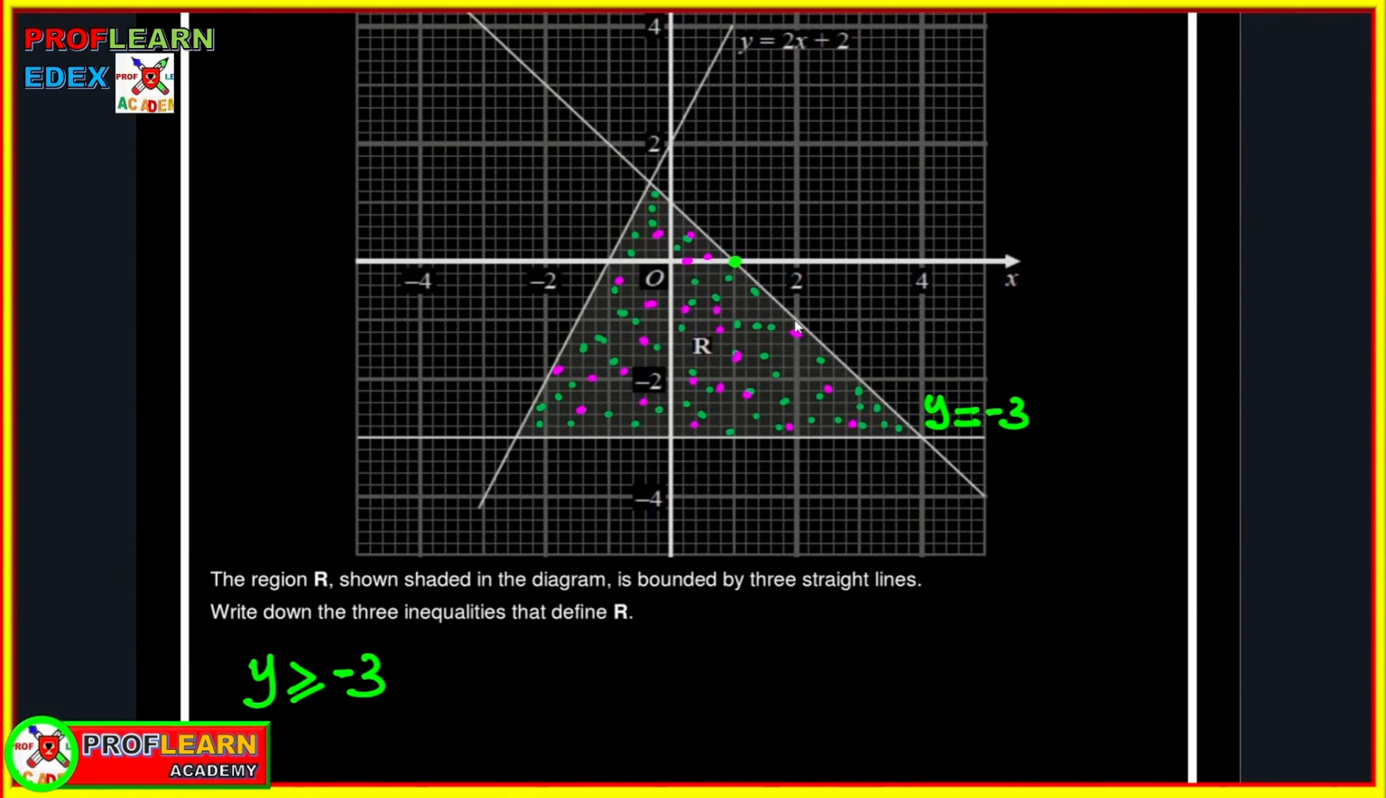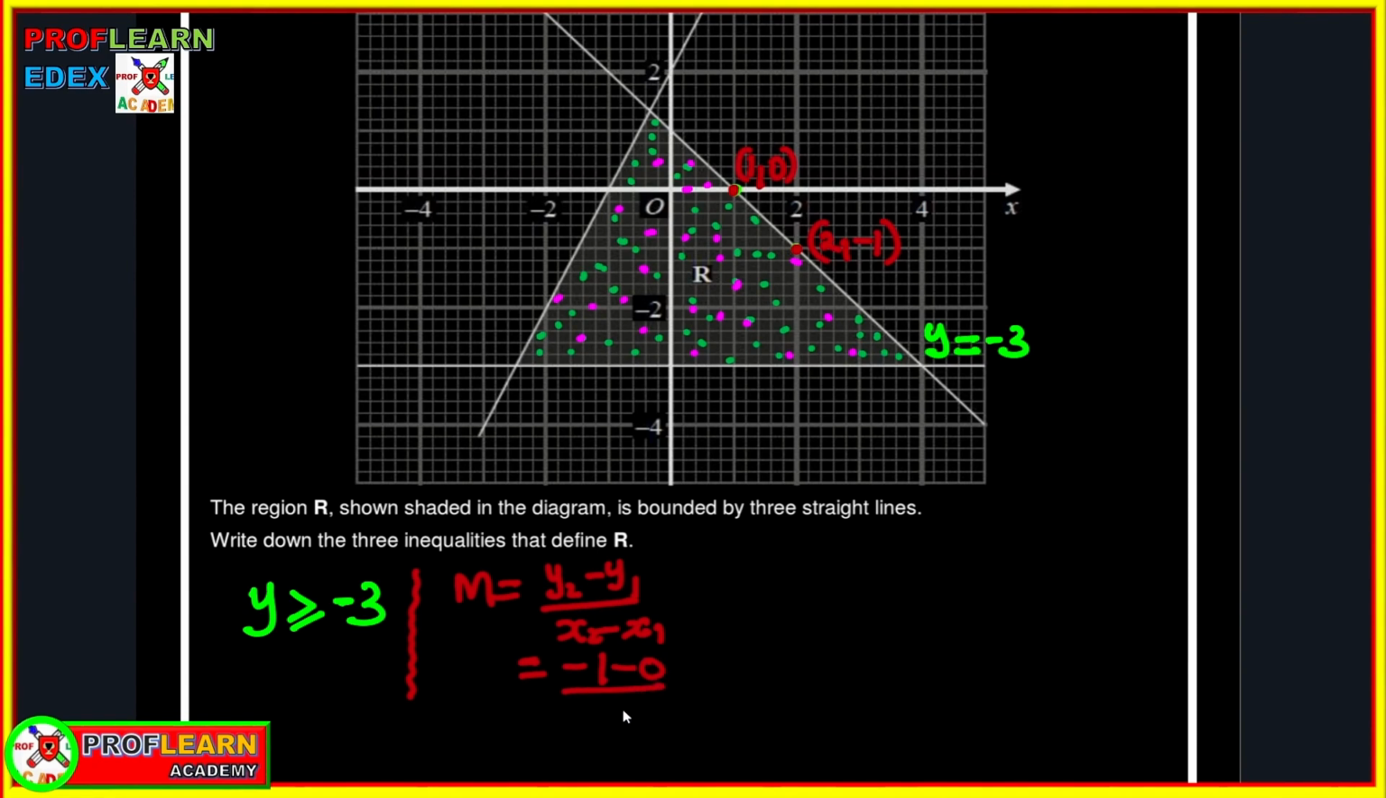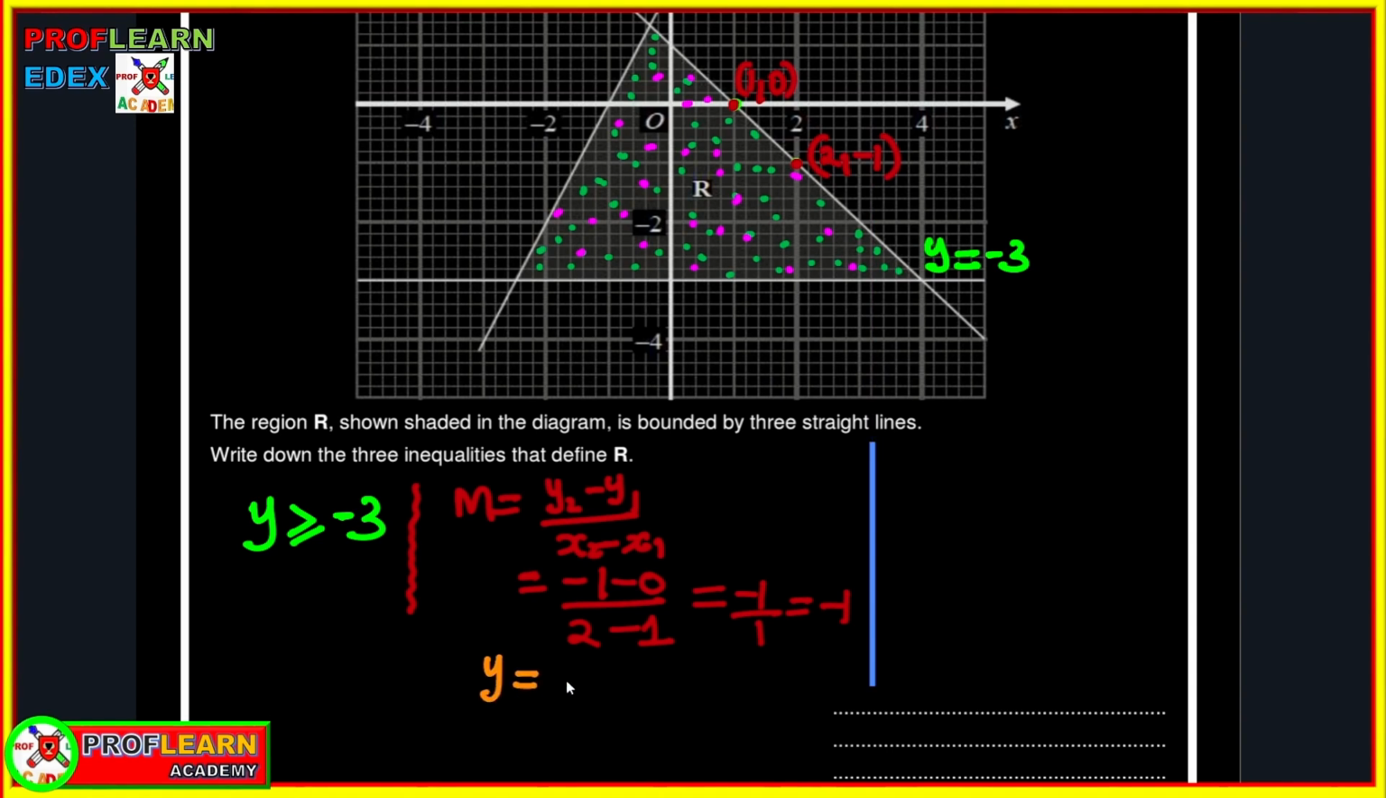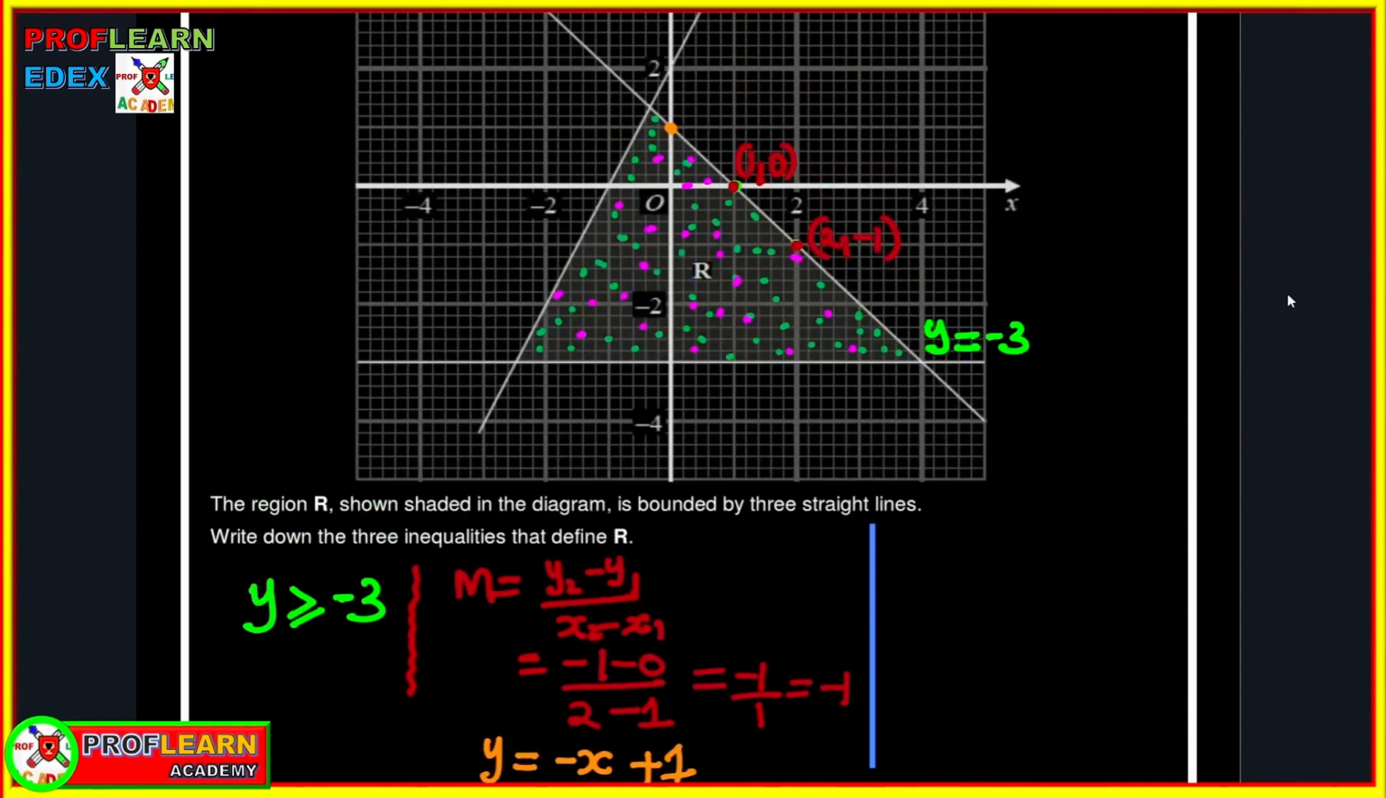Now we can select two points on this other line to find its gradient. We can call these points (0, 1) and (2, -1). Then we work out the gradient: y2 minus y1 over x2 minus x1, which gives a gradient of -1. Since this line passes through the y-intercept at 1, the equation is y equals -x plus 1, because c is the y-intercept.